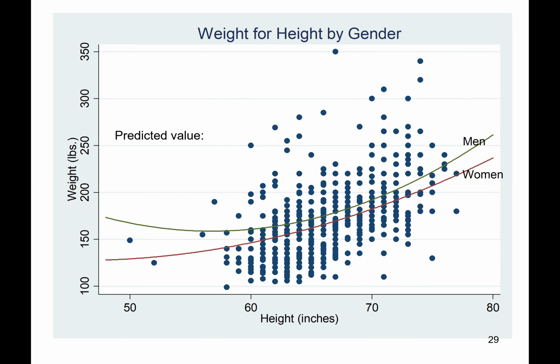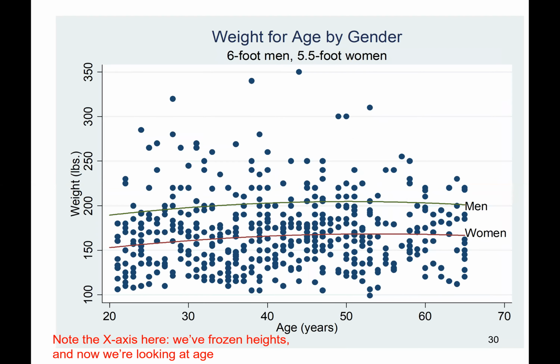So now I'm going to show you one other thing that you can do with regression modeling. Given that we ran that model that had both height and age in it, we can also take a look at how weight varies over age. So note the change in the x-axis here. This used to be height, and now we've changed it to age.